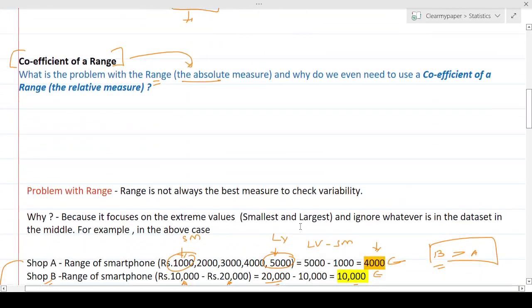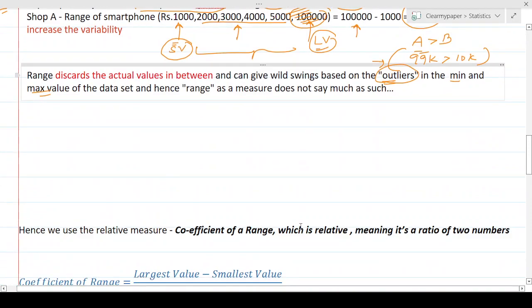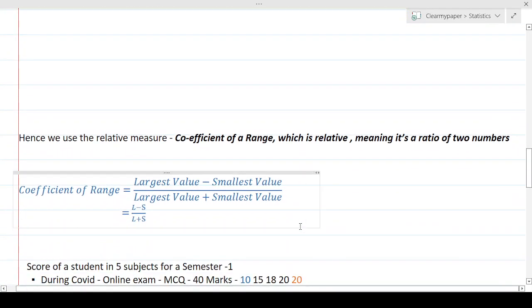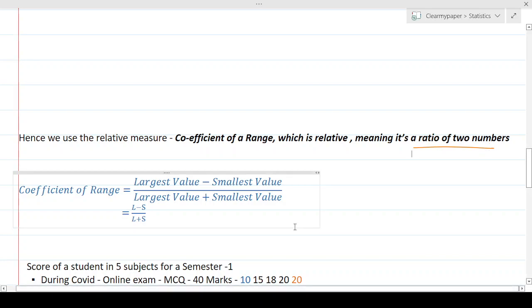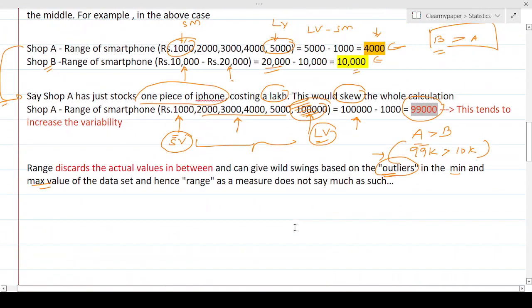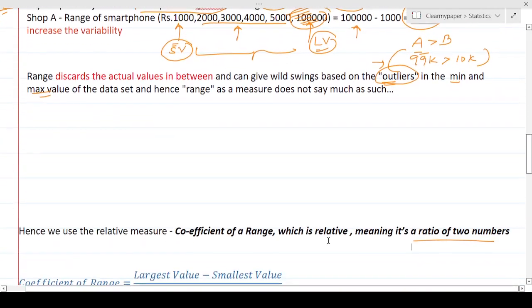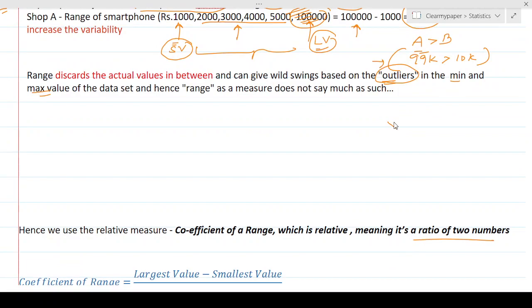Now, how is the coefficient of range calculated? It's pretty simple. It's a ratio of numbers, because when we take a ratio, we remove the denomination where we're trying to compare two different things. Just like in percentage, everything is multiplied by 100 to get the percentage. It doesn't matter what the denominator is; as long as it's computed as a percentage, we can compare them, right? So it's the same concept.